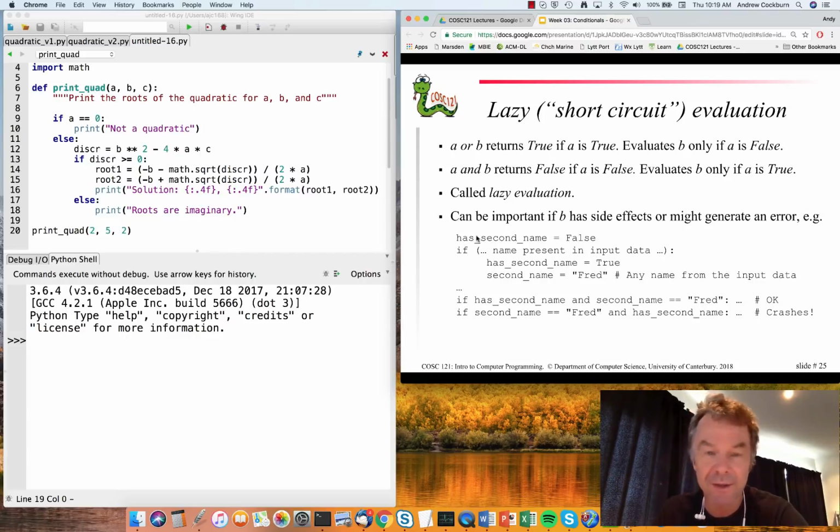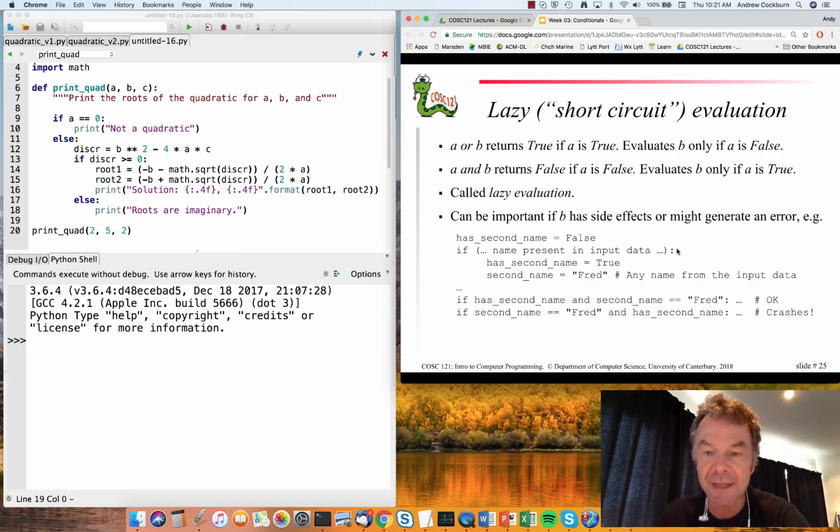For example, this is an incomplete piece of code, but hopefully you'll get the idea. If we've got some code that is assuming that somebody doesn't have a second name, so maybe this is a banking application and it's got to deal with normal people who have first and second names, but then there are also people like Prince who only have a first name. So we're going to start by assuming people do not have a second name. And what we're going to do is try to process some data. Maybe we're inputting data from the user.